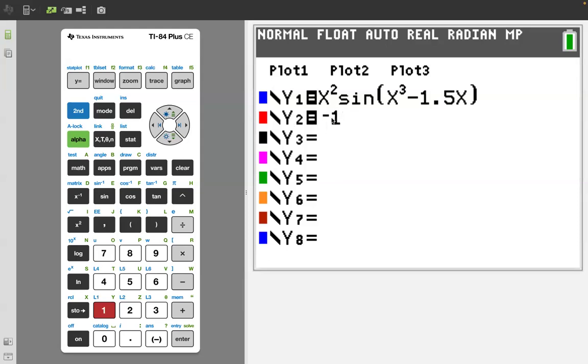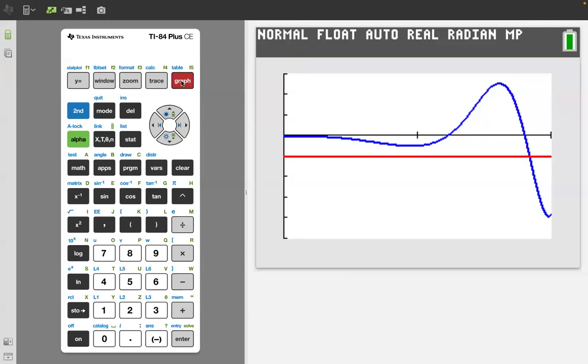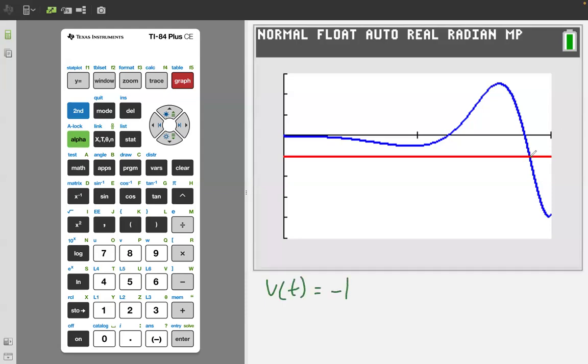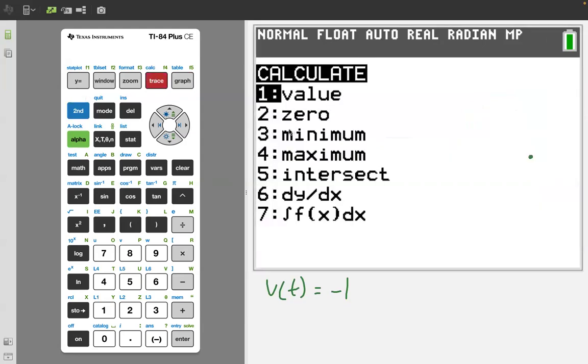So now if you graph this, it's going to plot a horizontal line, every place with which the output is -1, and where they intersect right here is indeed the time in which the velocity is -1. Okay, so again, we're looking for where is the velocity equal to -1. That's right here. So to find the x value or the time value when that happens, we'll use the intersection feature, which will be second trace, intersect, option 5.